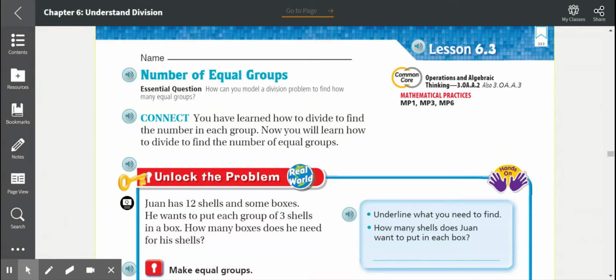Fifth grade. Let's get started on math. We are on lesson 6.3. That's on page 313, and the title of the lesson is Number of Equal Groups.